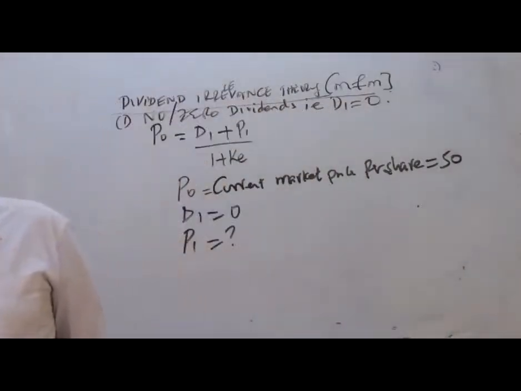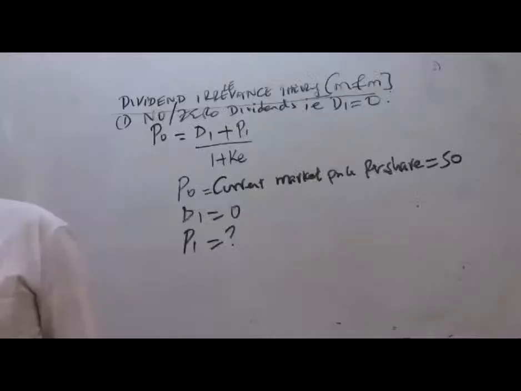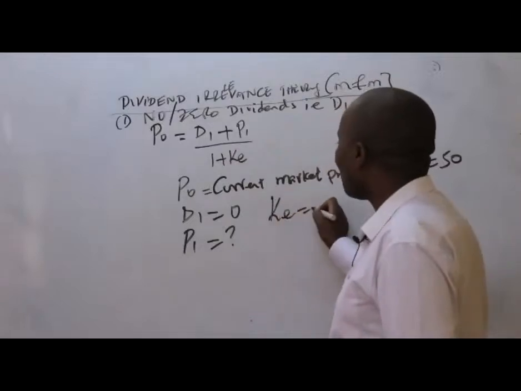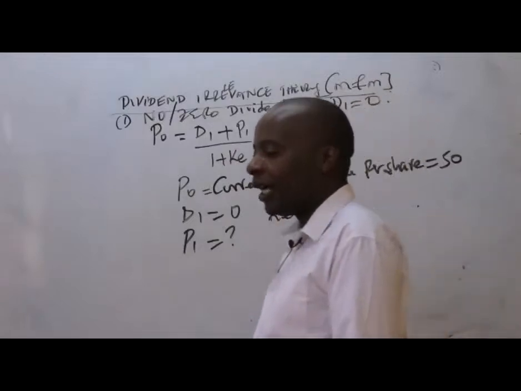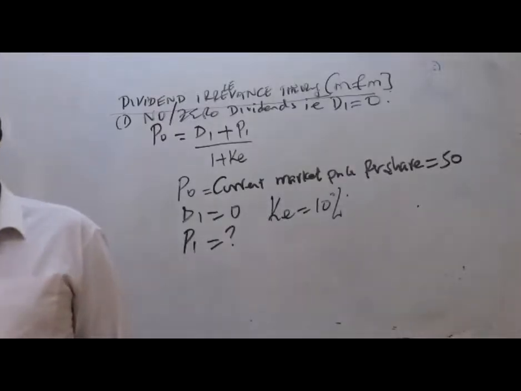If you read the question, what they are telling us here is the price of the ordinary shares at the end of the year. P1 is what they want us to look for. But fortunately, we know from up there that our KE is 10%. So they want us now to give them P1.